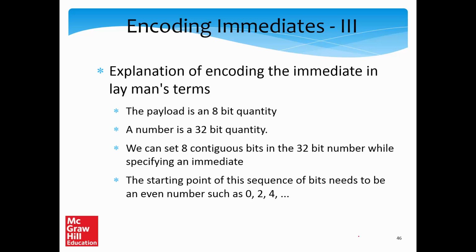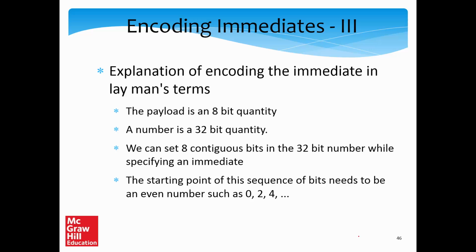So let's look at the explanation of encoding in slightly layman's terms. The payload is an 8-bit quantity, and a number in a register in any 32-bit processor is a 32-bit quantity. So since the payload is 8 bits, we can only set 8, preferably contiguous bits in the 32-bit number at the time of specifying an immediate, right? Only 8 bits can be set.